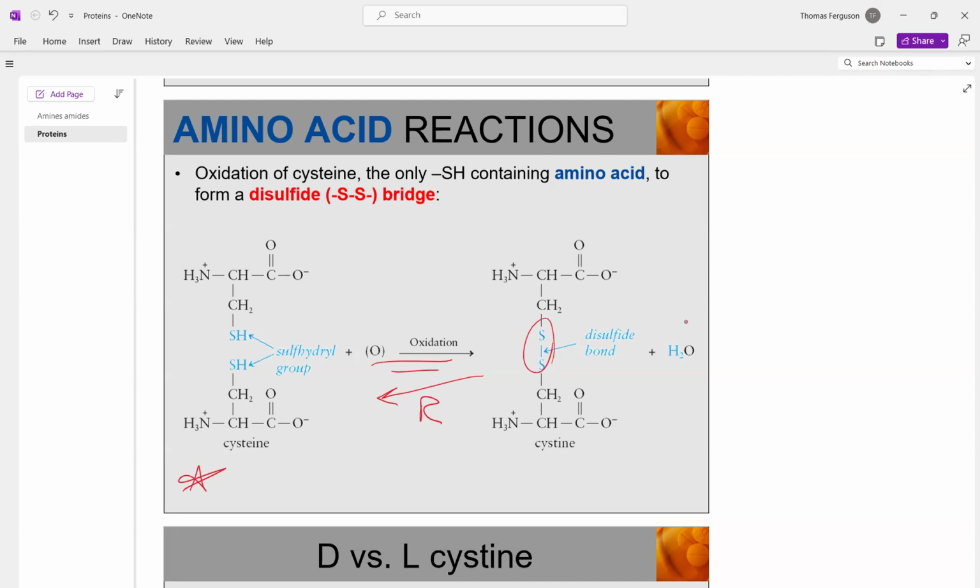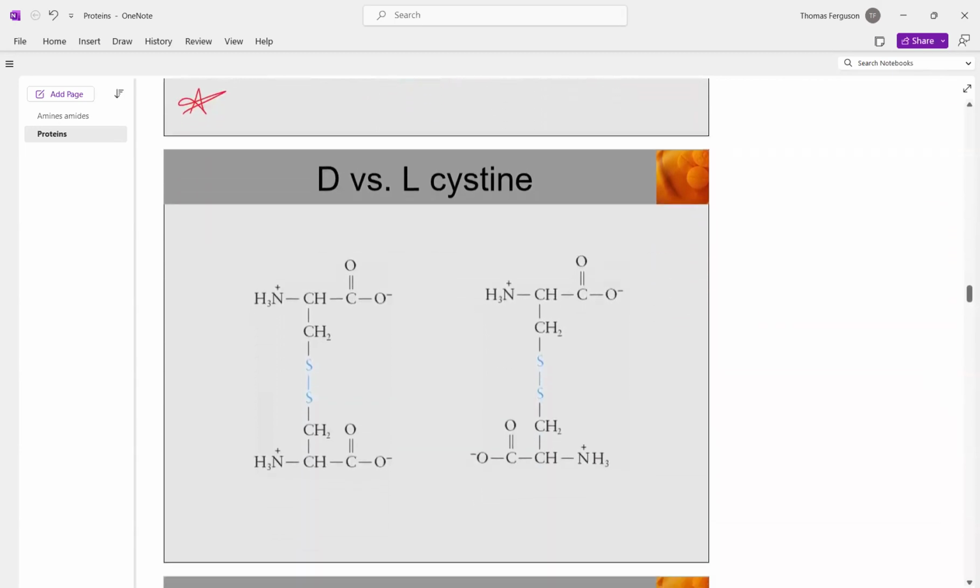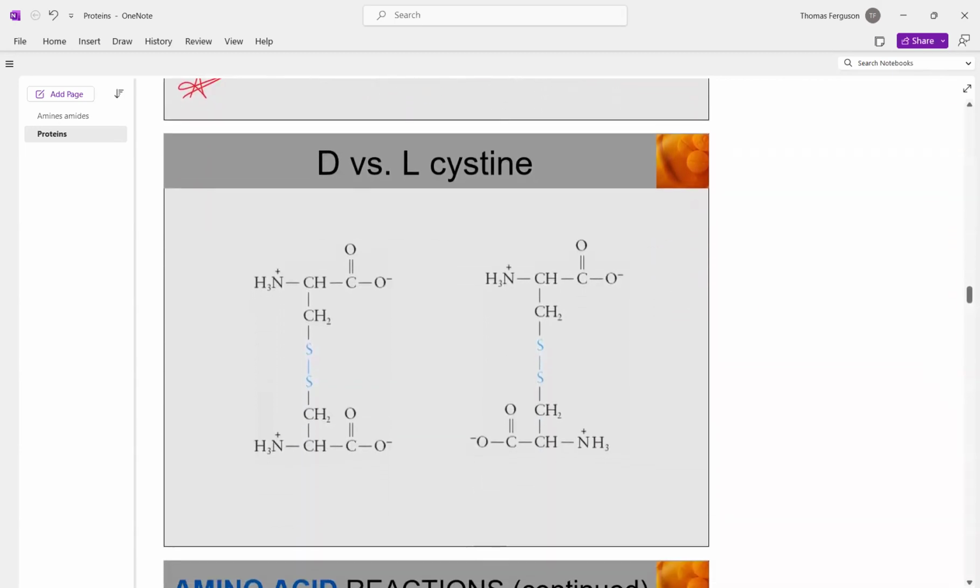And that's also why perms are very stinky, because you're using oxidative chemicals, reductive chemicals. They're pretty harsh. Also, it varies depending on which way the strands of the protein are going. So that you can be the one on the left or the one on the right.